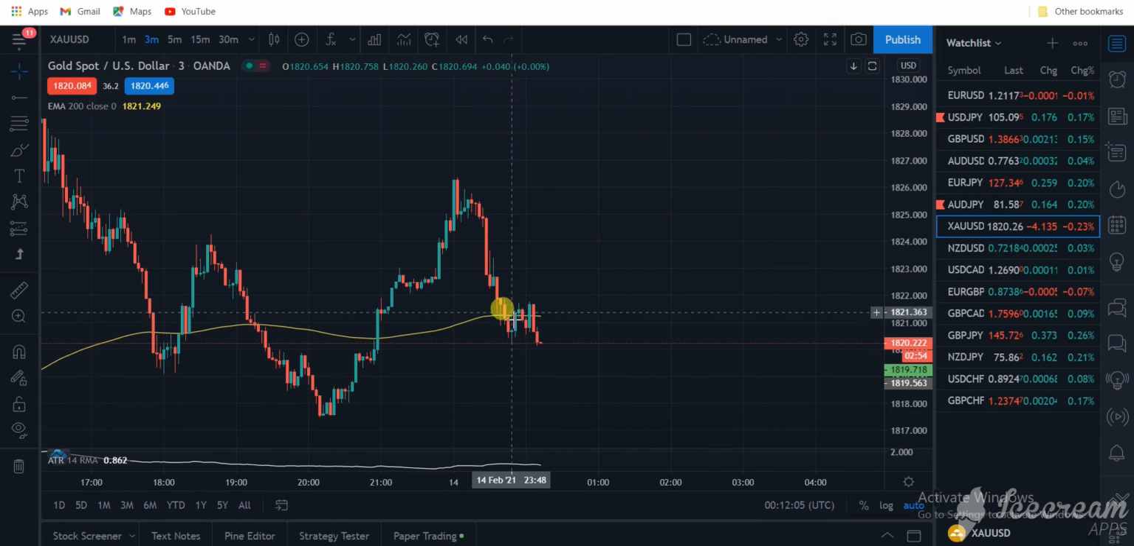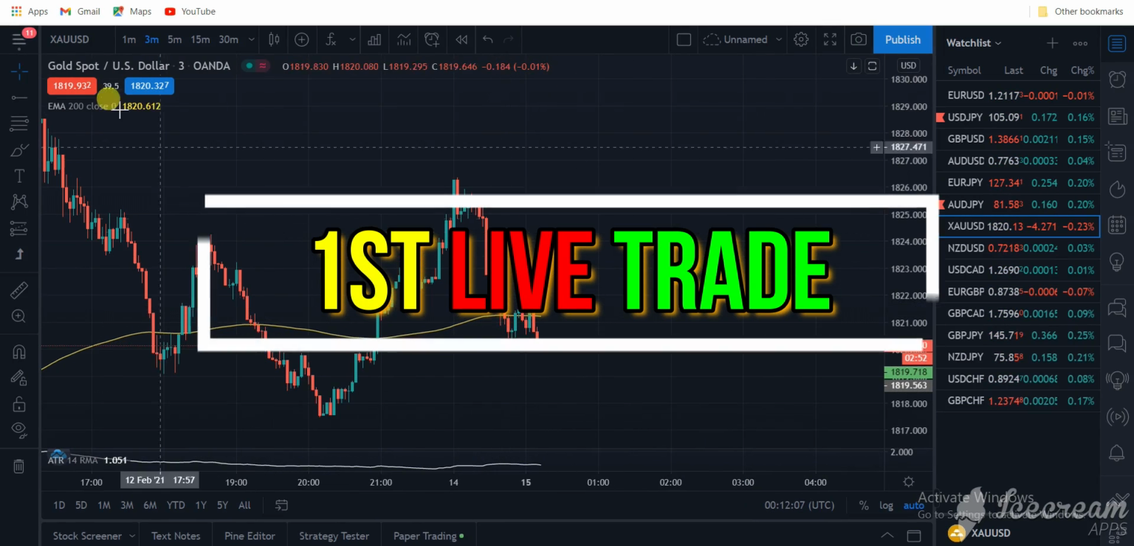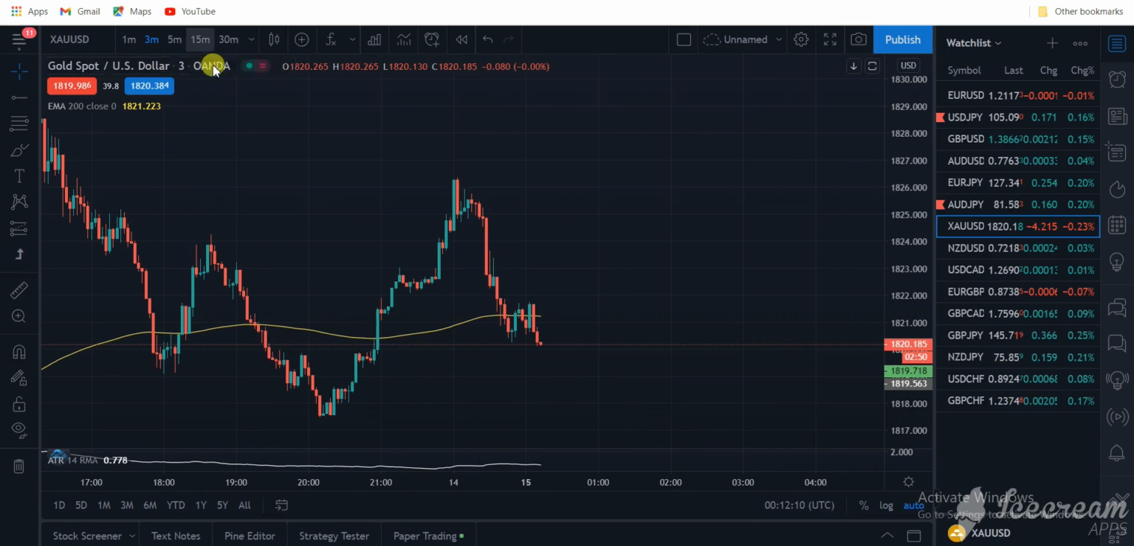Alright guys, so at this point you can see a breakout, and I'm on gold USD on the 3-minute time frame. So as you can see, I saw this breakout at this point, and I saw this engulfing candlestick right after the breakout. Like I used to say, the 200 EMA, a breakout, and an engulfing candlestick right after that.